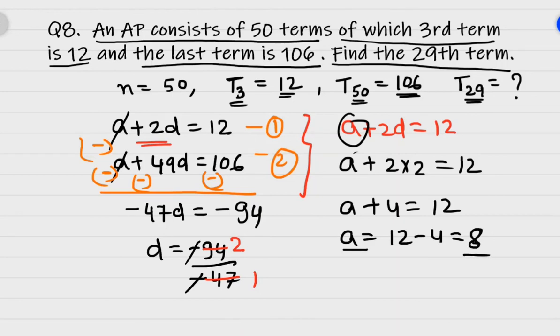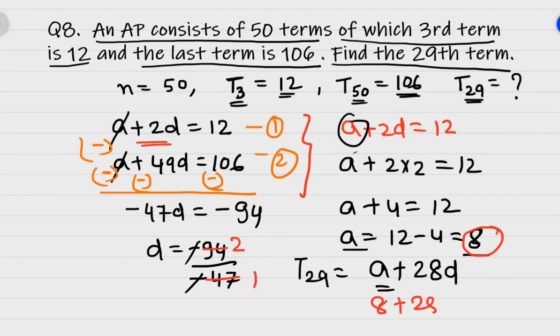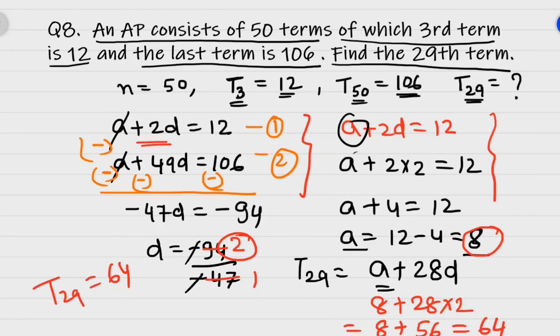Okay, 29th term, T29 will be equal to A plus 29 minus 1 into D, that is 28D. So what is the value of A? A is equal to 8. You have just calculated. So 8 plus 28 into what is your D? The value of D is equal to 2. So 28 into 2. So that will be 8 plus 28 into 2 is 56. So 56 plus 8, 64. So your 29th term, T29 is equal to 64. Value of A is 8 and value of D is equal to 2.